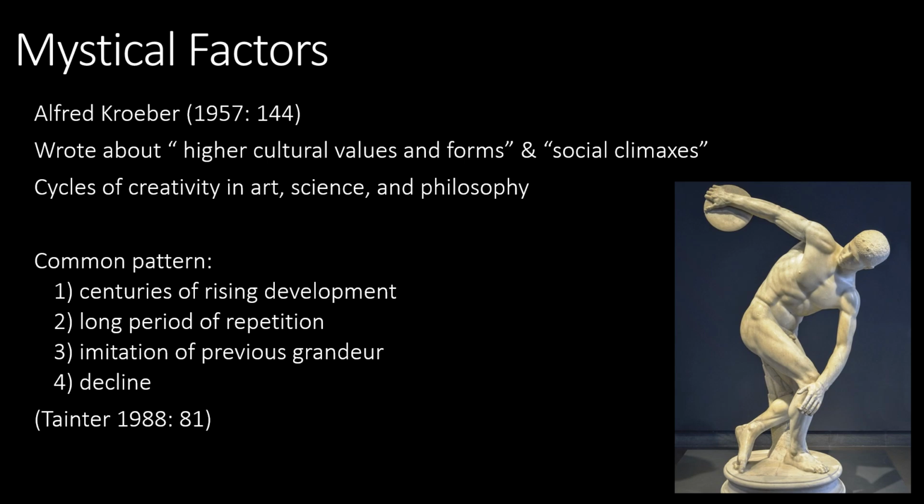That's not to say that a state cannot have multiple golden eras. I guess the control of that is also among our political and social elite to make good decisions. But a common pattern that Tainter points out is, one, centuries of rising development, followed by, two, a long period of repetition in terms of art and science and philosophy. Are you just repeating and publishing the same thing over and over again? Or, three, imitation of previous grandeur in art and music and culture.